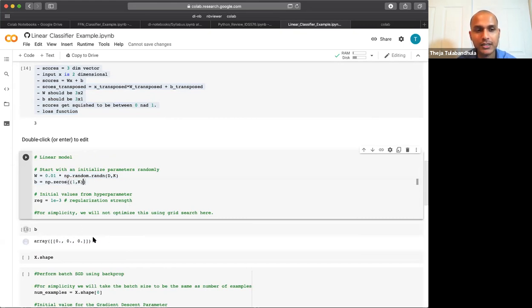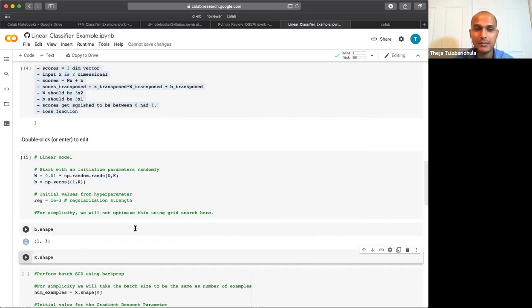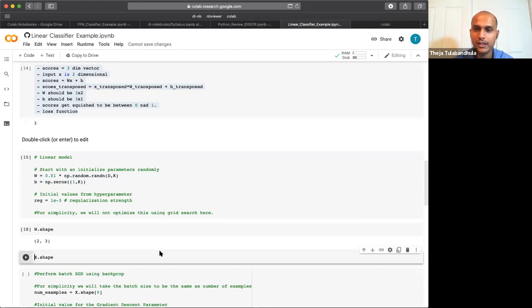And why is that? Because I can do B dot shape to see it's a 1, 3 matrix. If it was a vector, it would have shown comma nothing, right? We saw that I think in the review part. So B is a matrix. Similarly, W is a matrix.